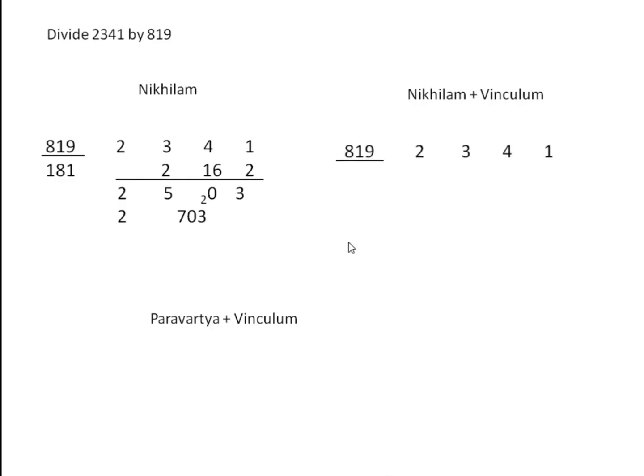Now let us see how to include vinculum in it. We can write this 181 in terms of a number as in the vinculum method. How are we going to write it? We can write 181 as 201 minus 20. So that gives you this value.